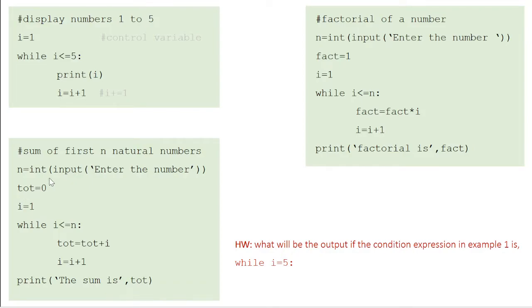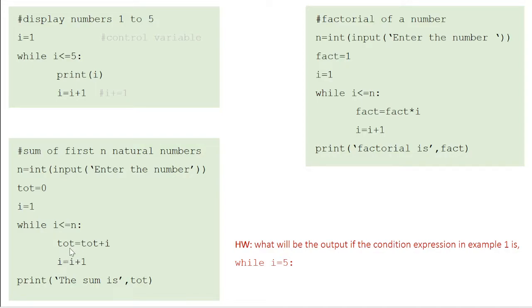So whenever you are doing a summation, you can always initialize that to 0. Similarly, whenever you are doing a multiplication, always initialize that to 1. Now I need a control variable. I call it I, and the first natural number is 1, so I is initialized to 1. Now I need the condition expression, so I am going to check whether I is less than or equal to n. If that is true, then the body of the loop will be executed.